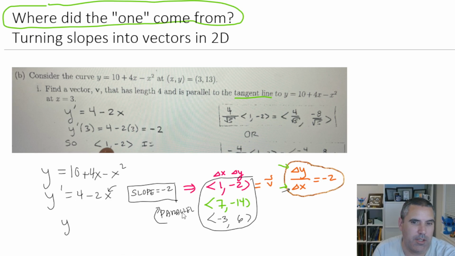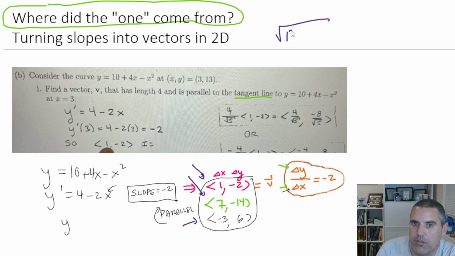Okay, so now let's actually read the question and see what it was asking. It said to find a vector that has length 4 and is parallel. So it's saying, among all of these vectors, can you find one that's length 4? Now, maybe we got lucky. What's the length of the first one? Well, it's the square root of 1 squared plus (-2) squared, which is the square root of 5. Oh, shoot, that's not quite 4. So then you keep trying.